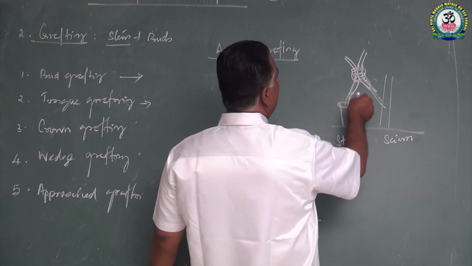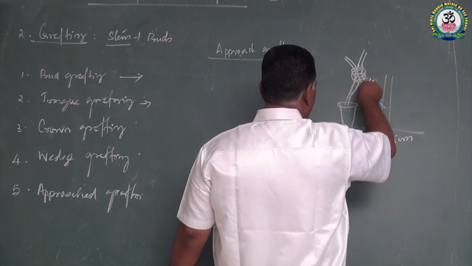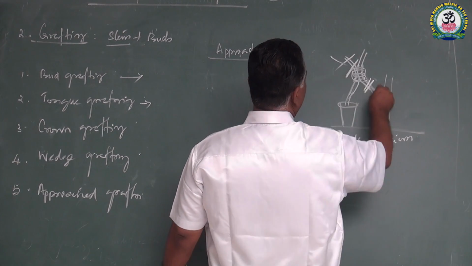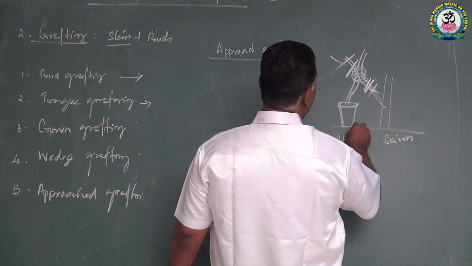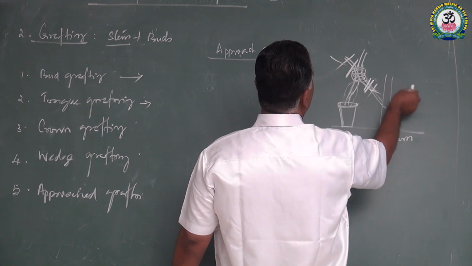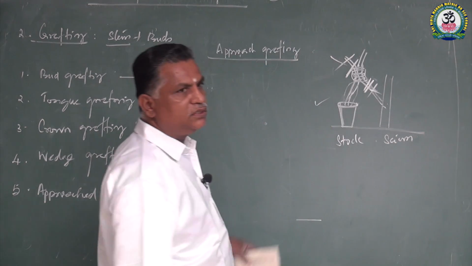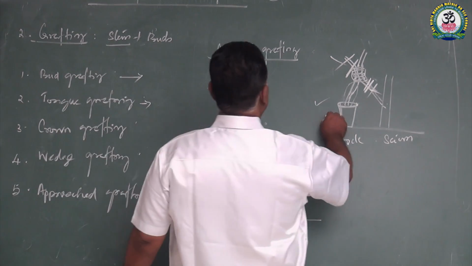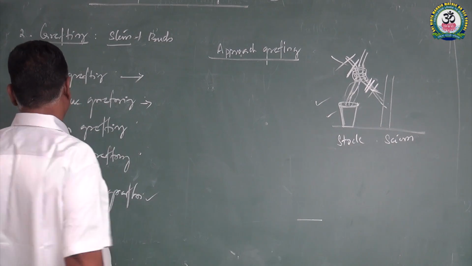Afterwards, the basal part of the scion and the upper part of the stalk are cut and removed, detached. So the plant in the pot will have its own basal part and the upper part from the other plant. In mango, this technique is adopted to produce hybrids. So these are called grafted varieties. This is approach grafting.